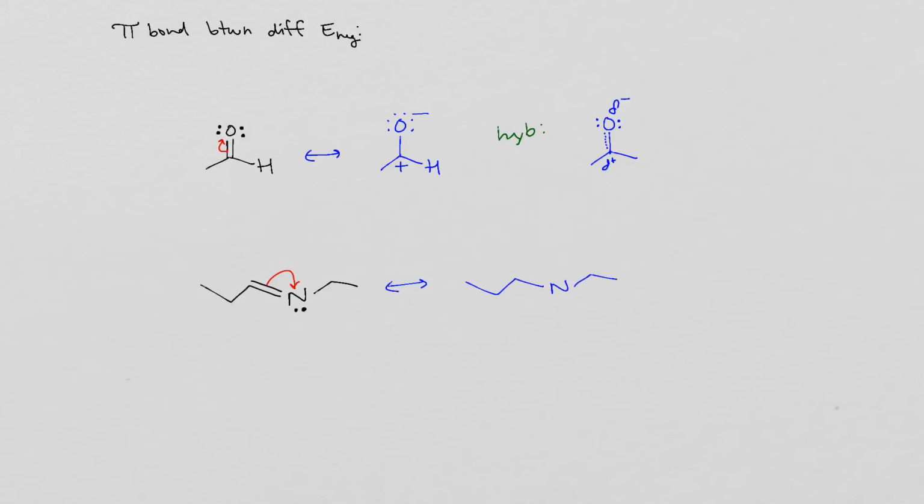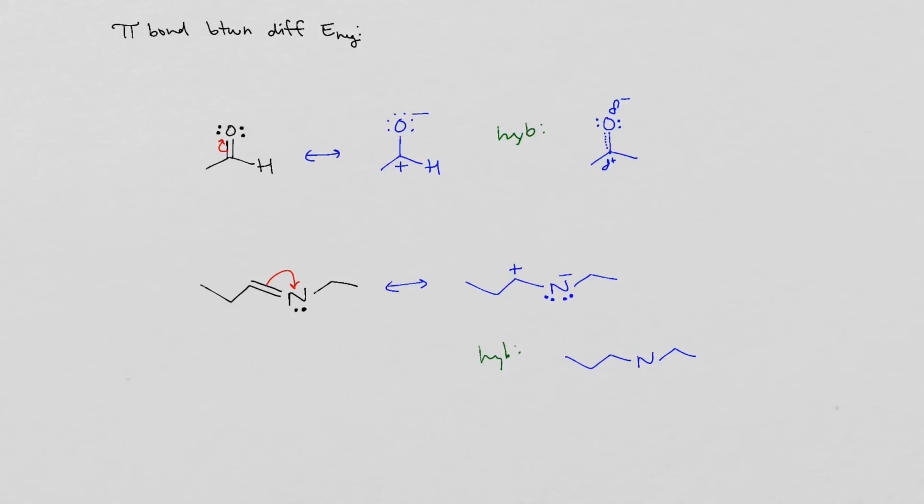So now nitrogen has two lone pairs, negative charge, and this carbon has a positive charge. Draw the hybrid again, and we have one lone pair on the nitrogen, a partial negative charge on the nitrogen.